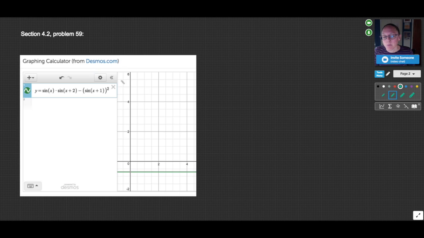When I threw that into Desmos, thank you Desmos, the graph comes out as a straight line. Now, that seems totally weird since we've got all kinds of trig function stuff here, so we're expecting some kind of oscillation, and for the graph to just be a straight line means something interesting is going on.